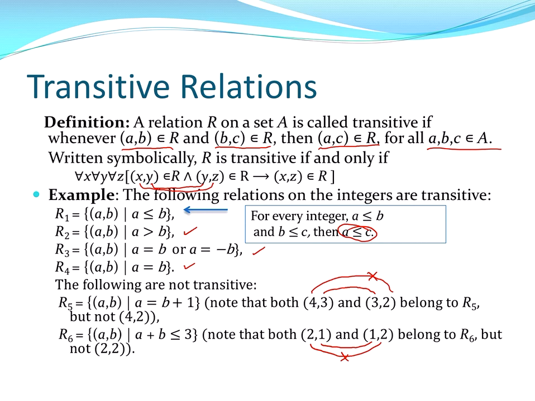And that's a discussion of 4 important properties that relations on sets can have: reflexivity, symmetry, antisymmetry, and transitivity.